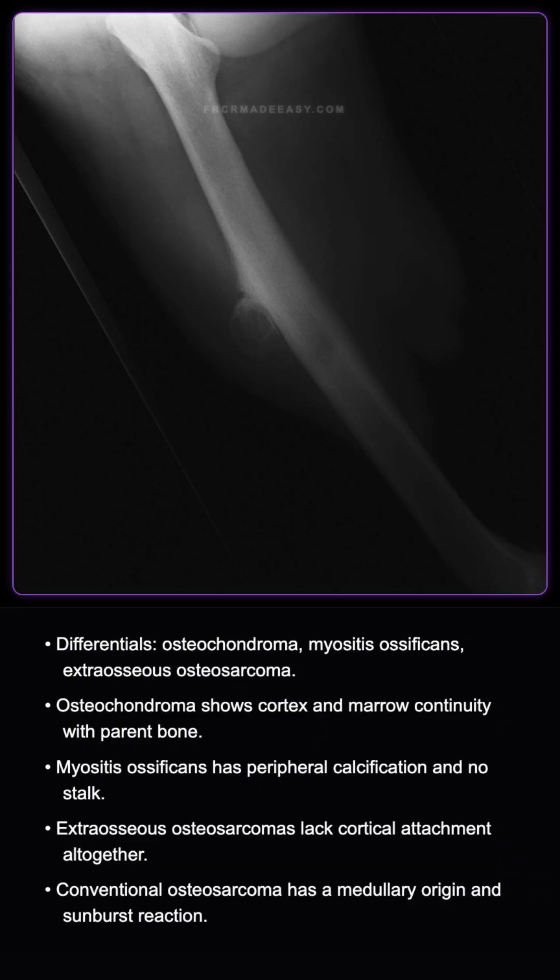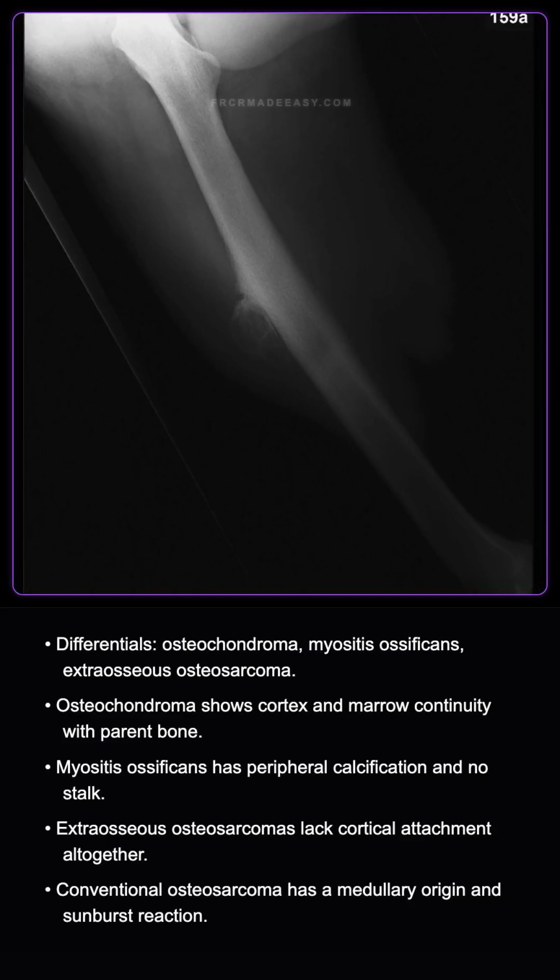What is the differential diagnosis for a juxtacortical bone mass, and how can we differentiate them? Okay. The differential diagnosis includes a benign osteochondroma, myositis ossificans, juxtacortical hematoma, and extraosseous osteosarcoma. We can differentiate an osteochondroma because its cortex and medullary cavity are directly continuous with the parent bone.